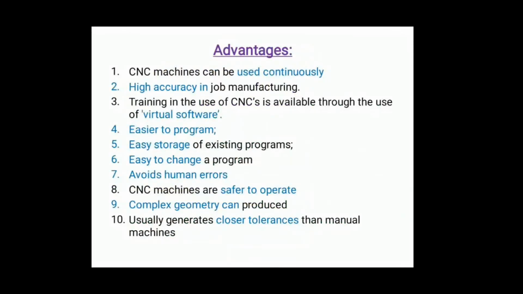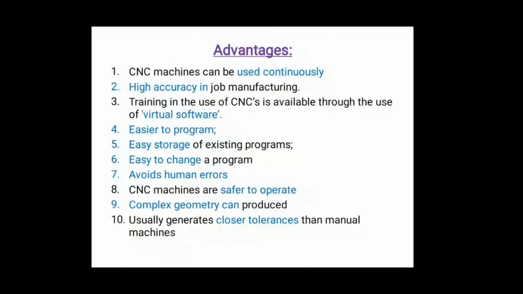So the next part is advantages of the CNC. The first advantage is that CNC machines can be used continuously. We are using automation, so there is no need for labor or any person to do the operation. Once we have put the program into the machine, the machine will be continuously working. Second, high accuracy in job manufacturing. Due to automation, we will get high accuracy.